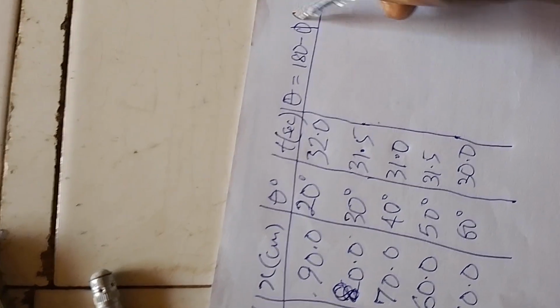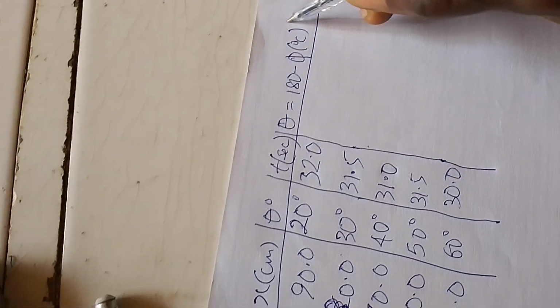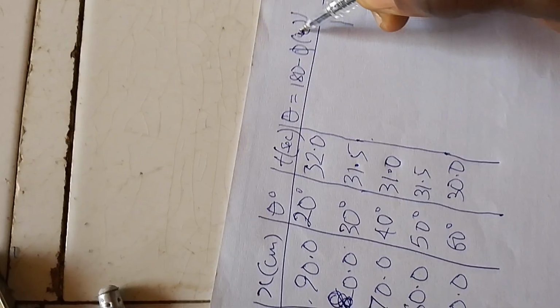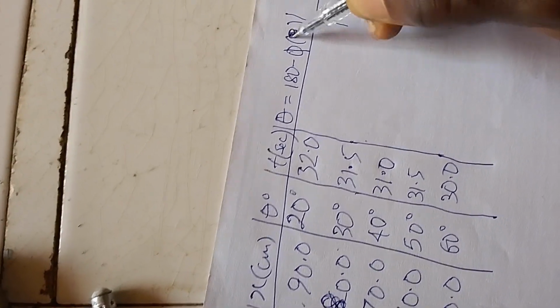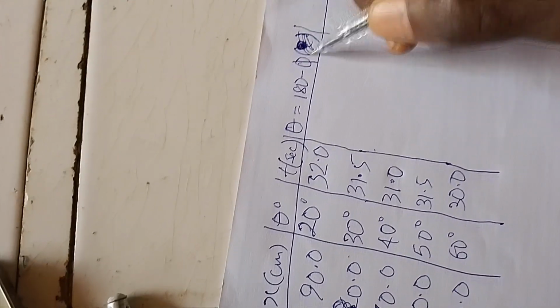Minus 5. Remember, it is still in degree. Sorry, it is in degree, not degree Celsius, please. I'm sorry. It's still in degree. You don't need to put this. You can just put degree on 180.